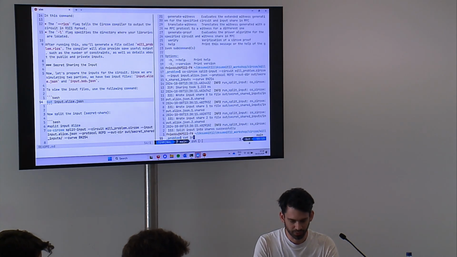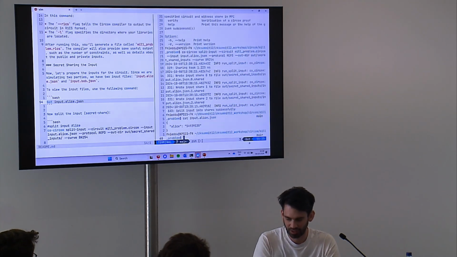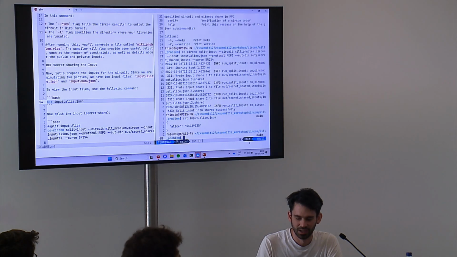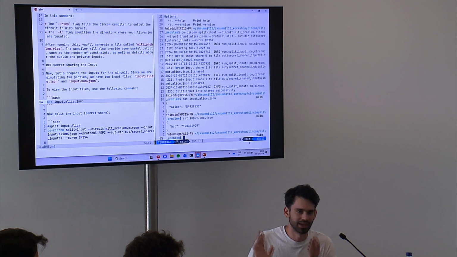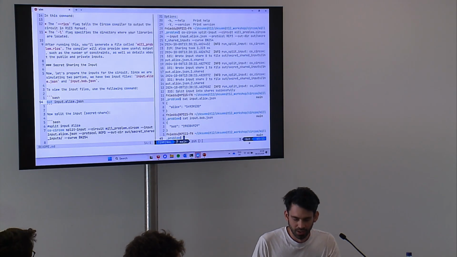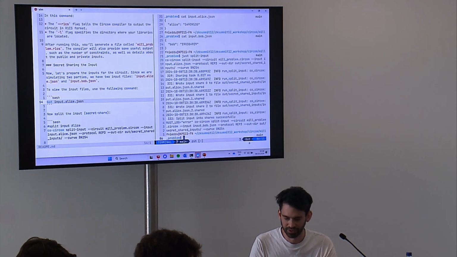Maybe also if we want to check the inputs, it's just a basic JSON file with just Alice and some value, and the same goes for Bob. Just some random values I put in there. So we do the same for Bob. I just use the just command for that, so that's a little bit easier.